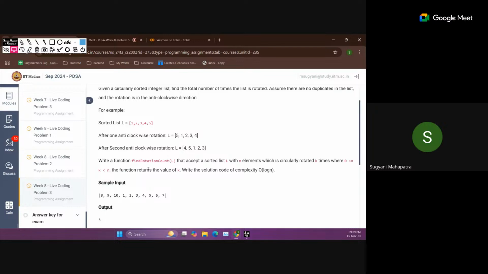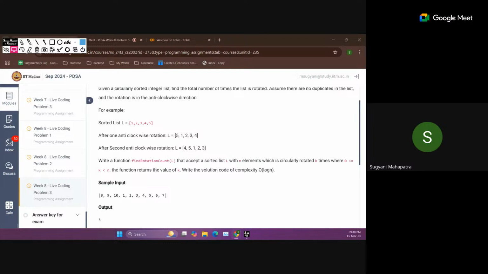So the question is, we will be given this list L of N elements which is circularly rotated K times. We don't know the value of K. We don't know how many times our elements have been rotated. What we want to find is the number of times this rotation has been performed. So how do you do that?